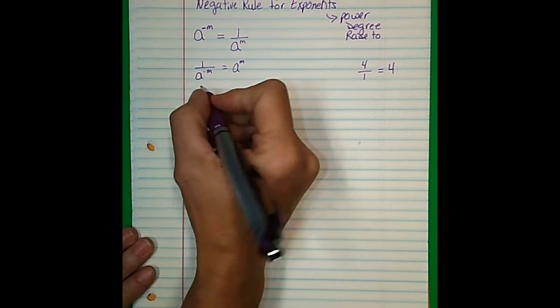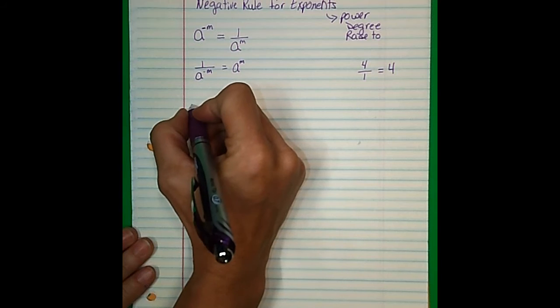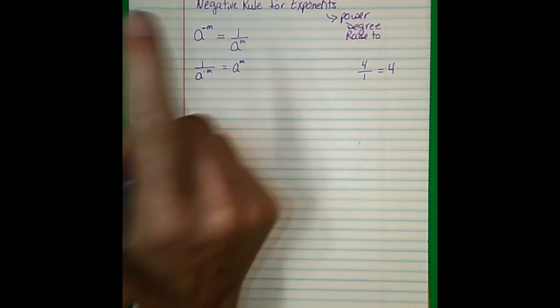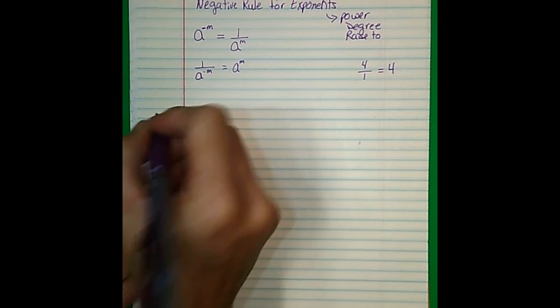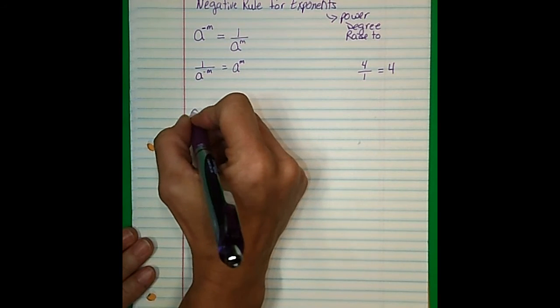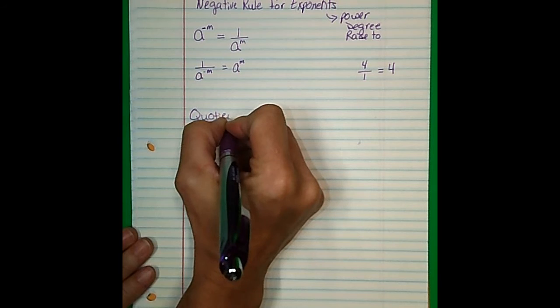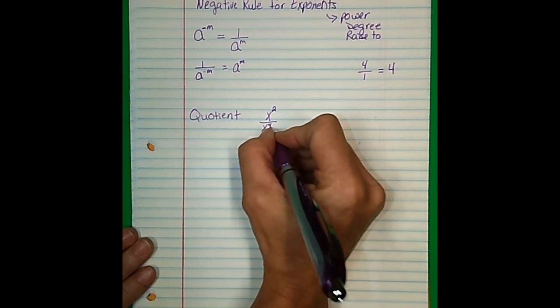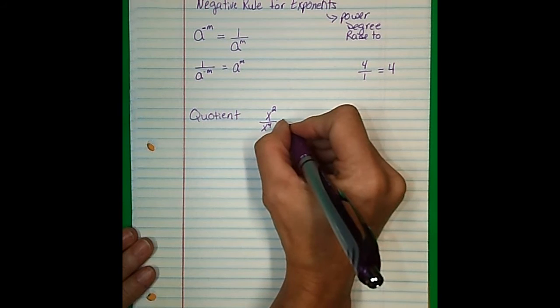So let's use an example. Let's use a quotient rule involved in it. That would be great. So what if I had a quotient rule here going on? I had x squared over x to the 4th. And I apply that rule.